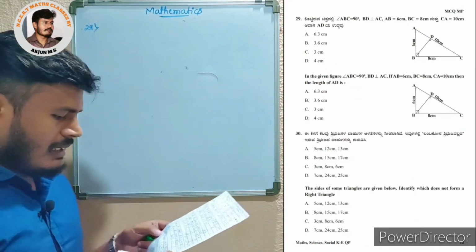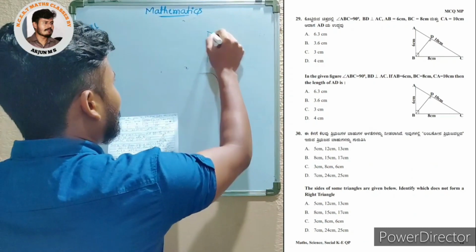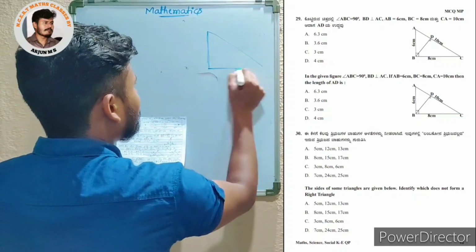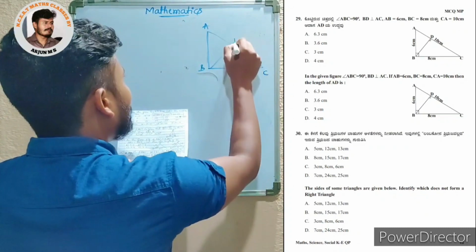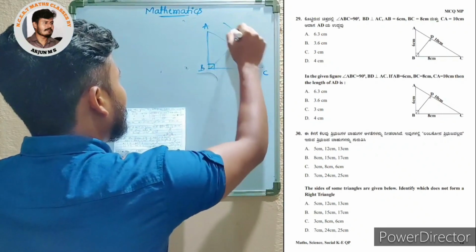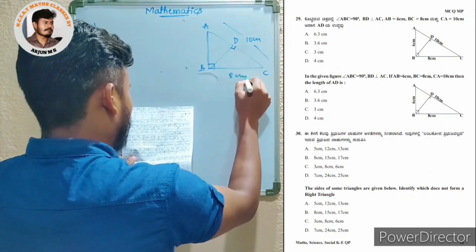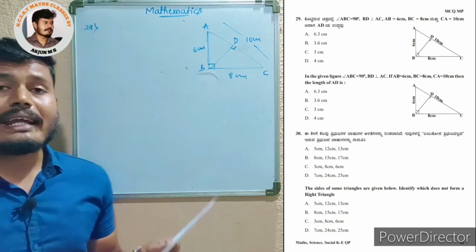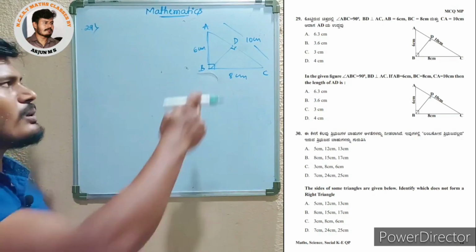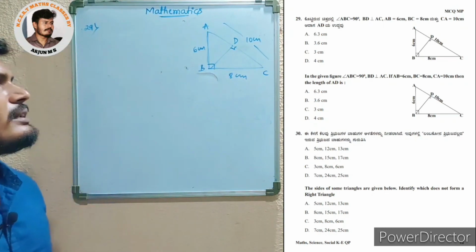29th question. In the given figure, they are given one figure here. That is a very important figure. A, B, C, and D. 10 centimeter, 8 centimeter, and 6 centimeter. Then the length AD is, how can you find out the length AD? Because they are not given BD also, right?